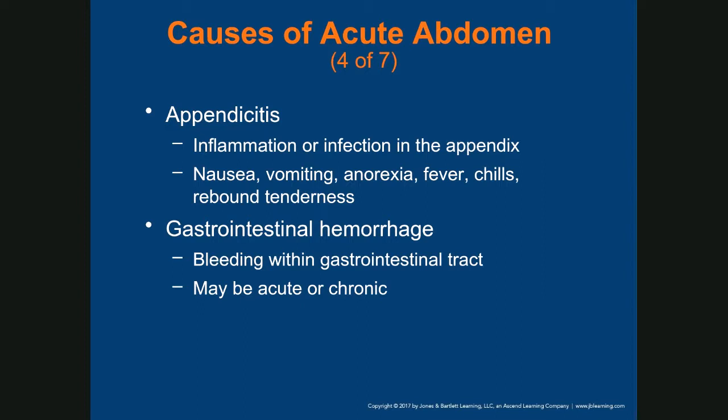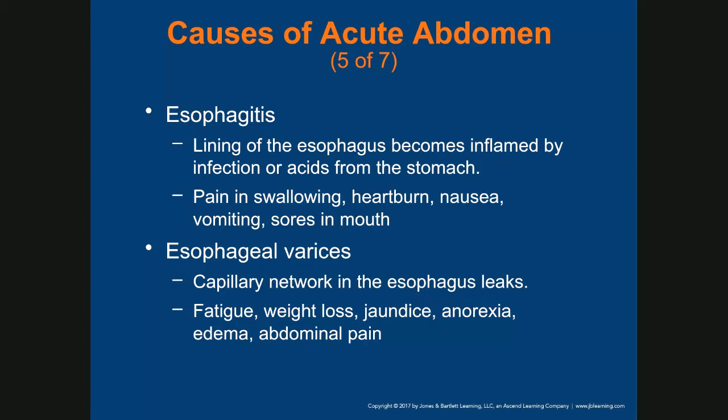Gastrointestinal hemorrhage, bleeding within the gastrointestinal tract. It may be acute or it may be chronic. Esophagitis, the lining of the esophagus becomes inflamed by infection or acids from the stomach. Pain in swallowing, that's how the patient will present: heartburn, nausea, vomiting, sores in the mouth, right? So basically the food that is moving down to the stomach is backing up into the esophagus and causing issues there.